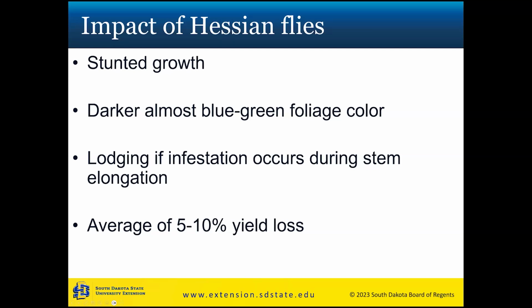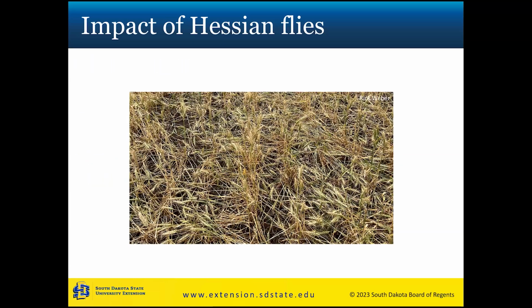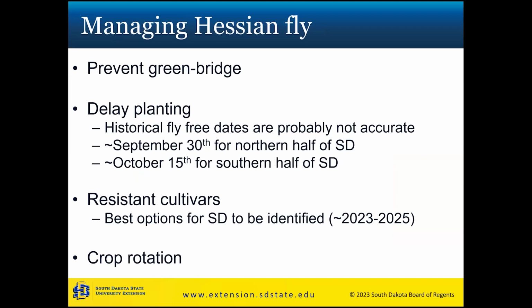And the average yield loss is somewhere in the 5 to 10% range, but the lodging obviously can make things a lot worse. This is one of the fields that was reported, and so very serious lodging in this field. But how do we manage this pest? Well, the big thing is to prevent the green bridge.